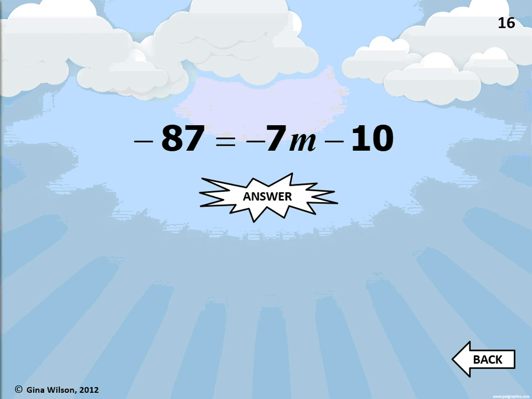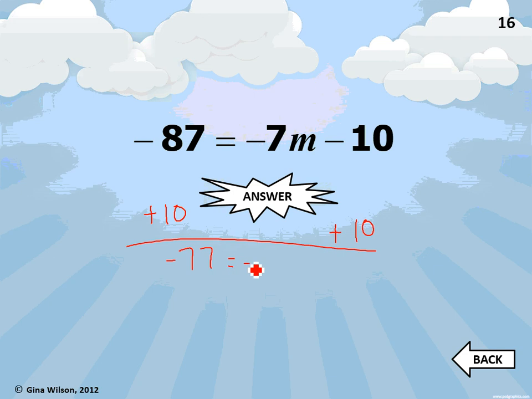Next problem, negative 87 is equal to negative 7 times n minus 10. Well, we want to get rid of the subtract 10, so we're going to do the opposite, we're going to add 10. Negative 87 plus 10 is negative 77. So we have our negative 7n. We're going to divide by negative 7 now. That gives us 11.